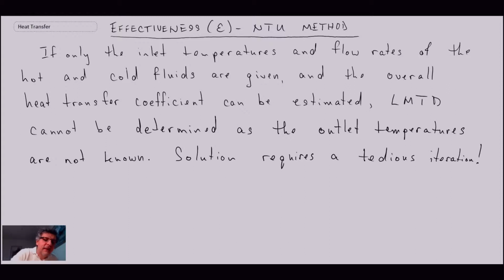If we're posed with a problem where we just know the inlet temperatures and the mass flow rates of our two fluid streams, we cannot determine the exit temperatures, and consequently, when applying the LMTD method, you cannot evaluate that, and the solution requires a bit of a tedious iteration, as we saw at the end of the last lecture when we were working an example problem that fit this description. So in these cases, we use the Effectiveness-NTU method.